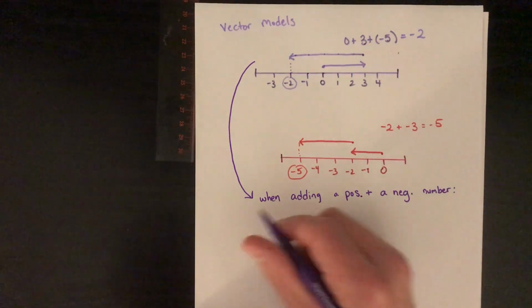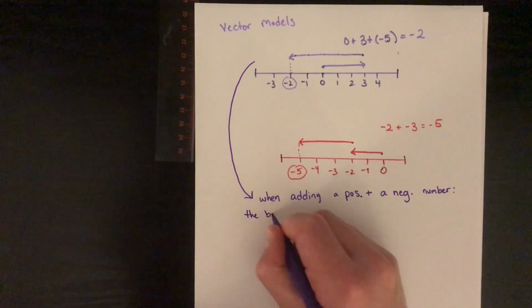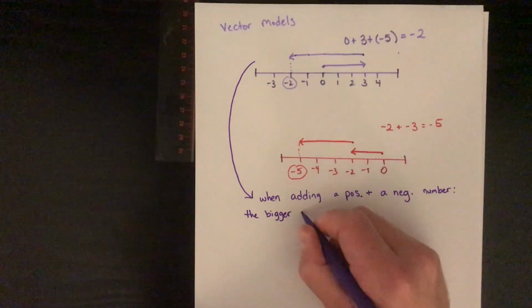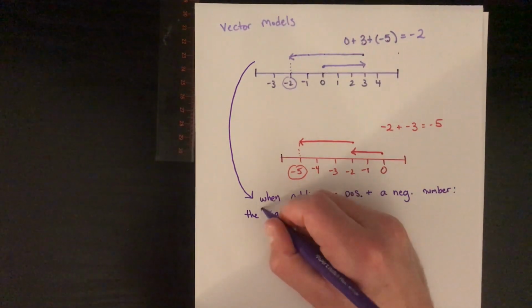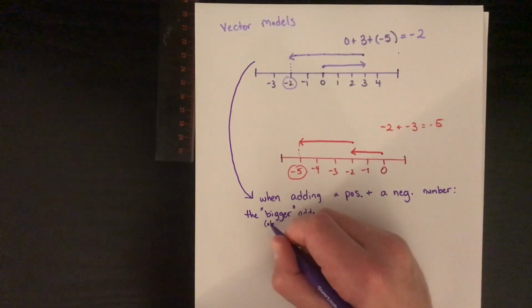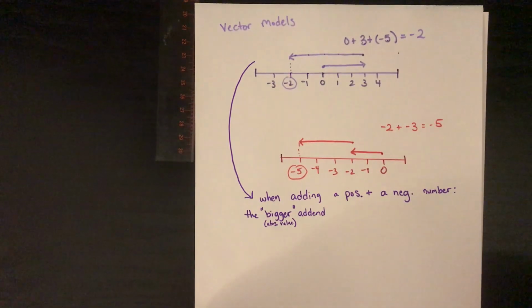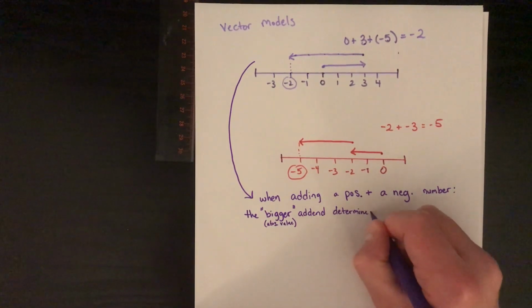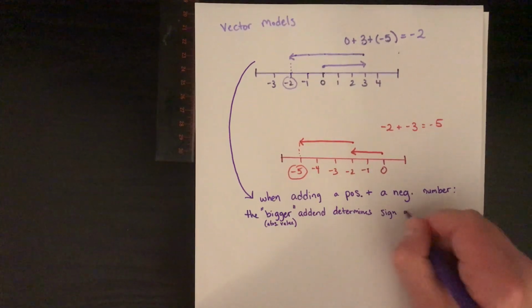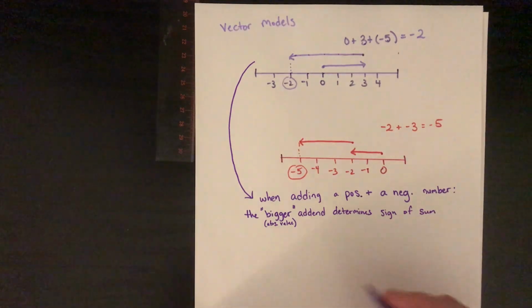And so we could use this trick. When you're adding a positive and a negative, the bigger addend, remember addend means just a number you're adding, and I'm going to put bigger in quotation marks because I'm really talking about absolute value. So I really should say the addend with greater absolute value determines the sign of the sum. That's just a fancy way of saying it determines whether or not the answer will be positive or negative.